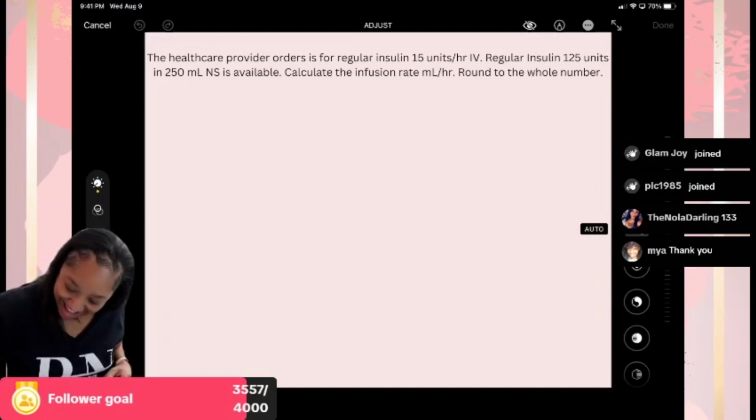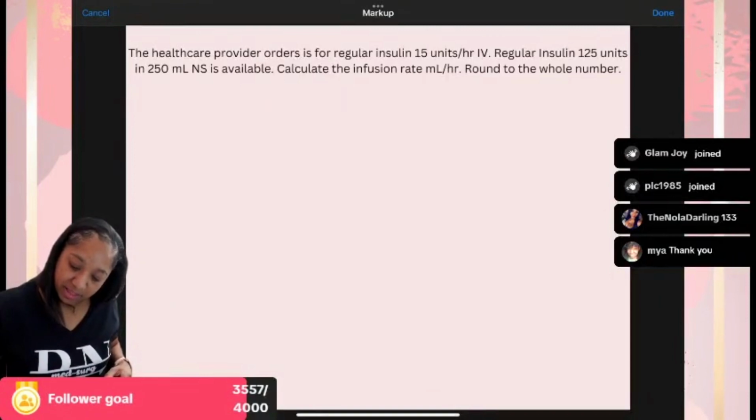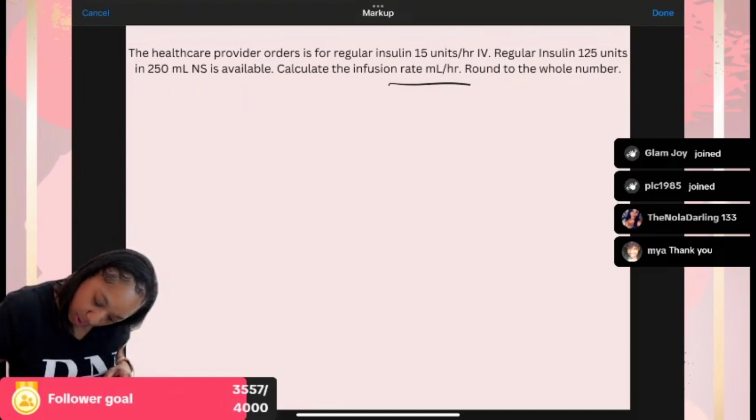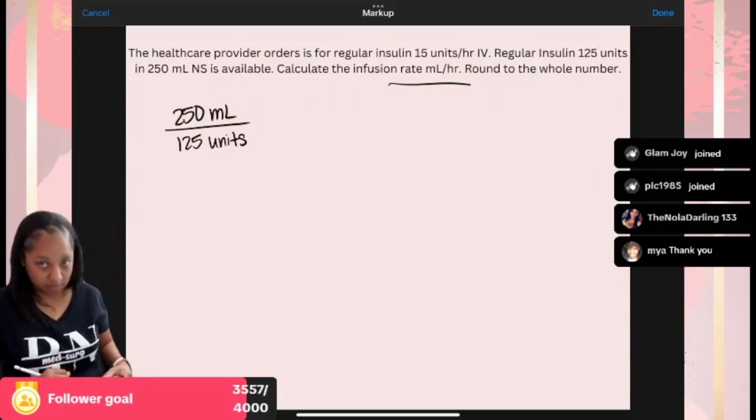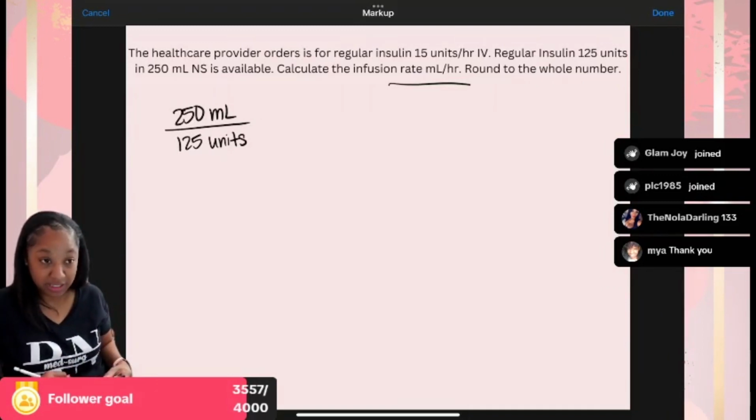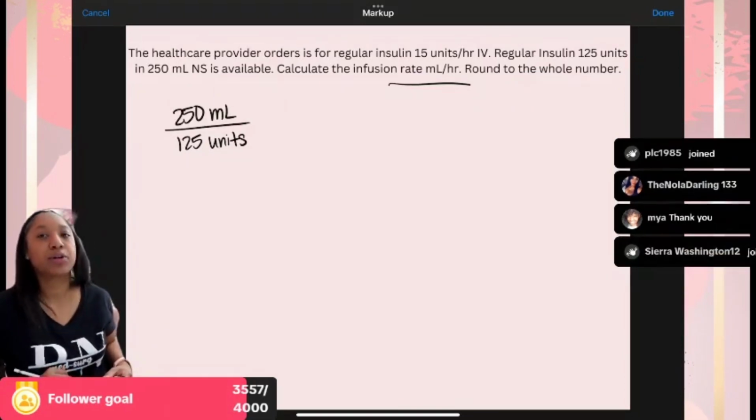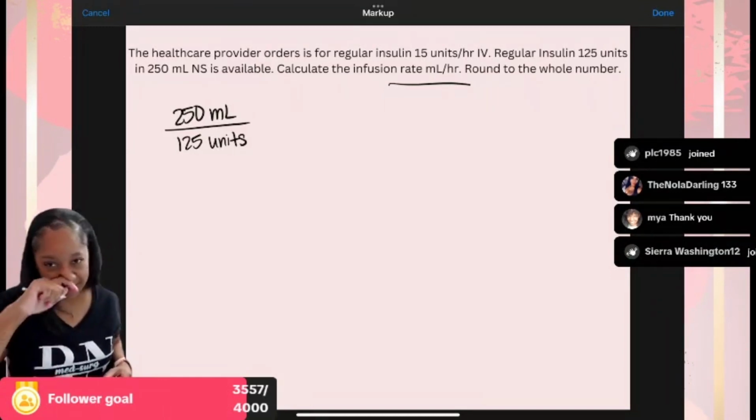Alrighty, so let's do it. We are looking for what? Milliliter per hour. You know how we're gonna do it. So we have 250 milliliters of normal saline and 125 units of regular human insulin, because that's the only insulin that you can give IV. All of that is in those 250 milliliters.